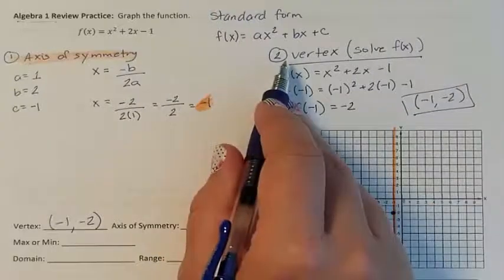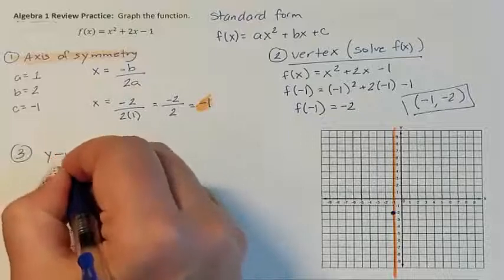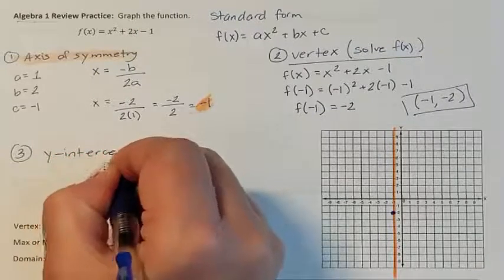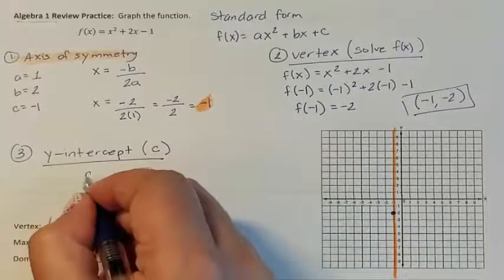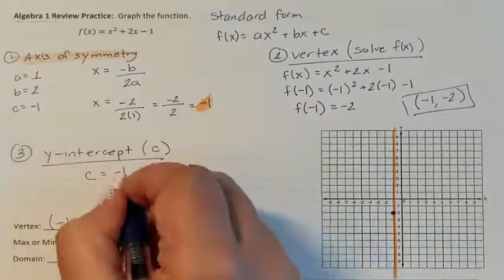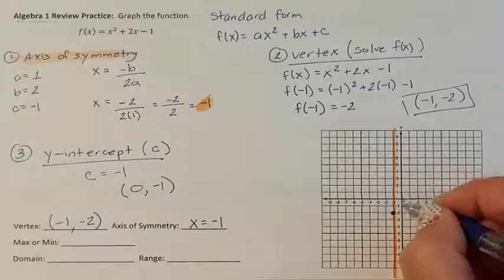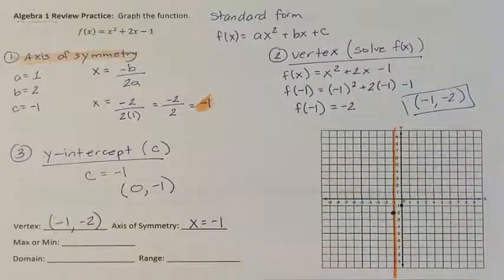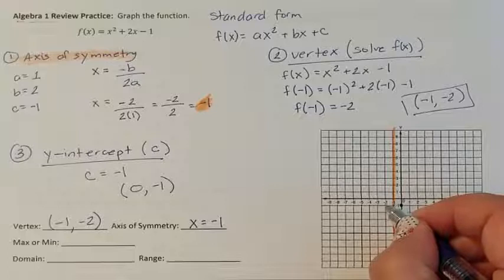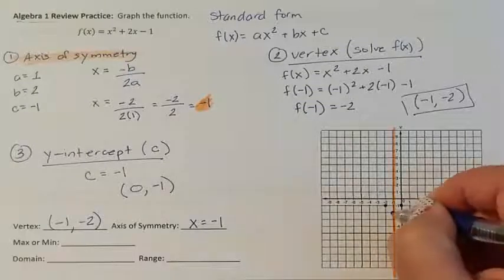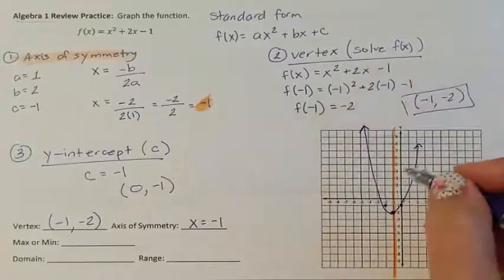After step 2, finding the vertex in standard form, our last thing is to find our y-intercept. When it is in standard form, the y-intercept is just your c. So my c is negative 1, which meant my y-intercept is at the coordinate point 0, negative 1. So here on the y-axis is my y-intercept. He is 1 away from the axis of symmetry, so his partner is also 1 away from the axis of symmetry. Connect these with a smooth U shape, and you've got your parabola.